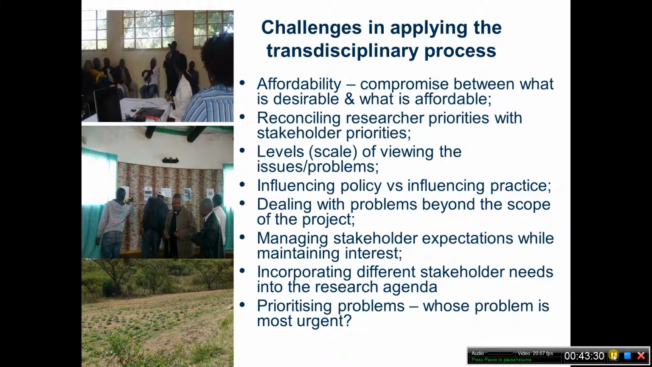What are some of the challenges that we faced in applying transdisciplinary process to a research project? One of the factors was affordability. There has to be a compromise between what is desirable and what is affordable. In the particular context of the Guyana project, it would have been desirable to have the LPA established at both the provincial and the district level. But then we realized that it was going to be very expensive to have the LPA at two levels, and we had to compromise, and the compromise ultimately was to have the LPA at district level.